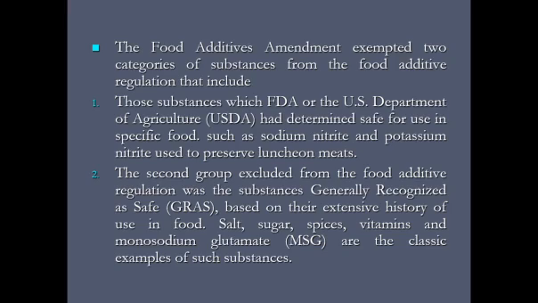The Food Additives Amendment exempted two categories of substances from the food additives regulation. These include those substances which the FDA or the US Department of Agriculture, USDA, had determined safe for use in specific foods, such as sodium nitrite and potassium nitrite used to preserve luncheon meats. The second group excluded from the food additives regulation was the substances generally recognized as safe, based on their extensive history of use in food. Salt, sugar, spices, vitamins and monosodium glutamate are classic examples of such substances.